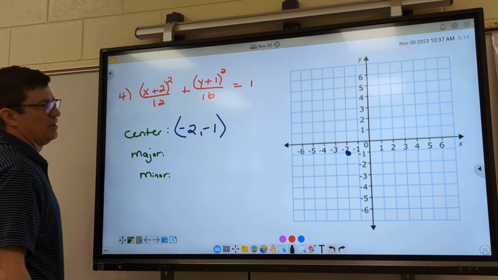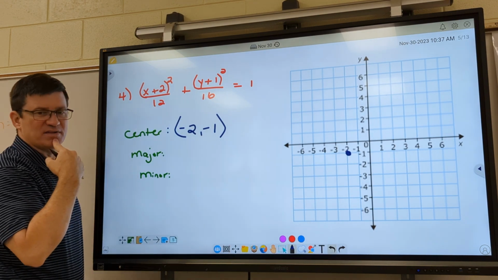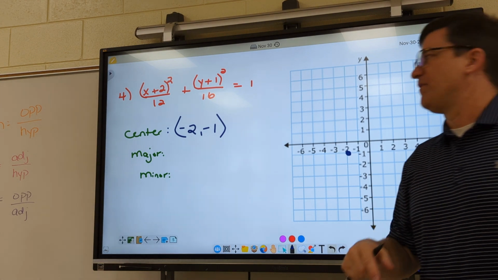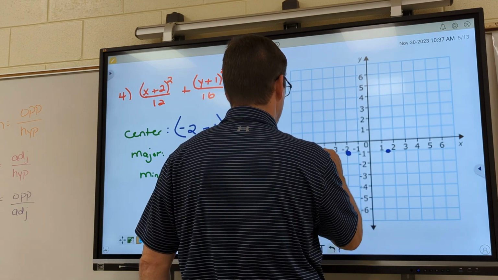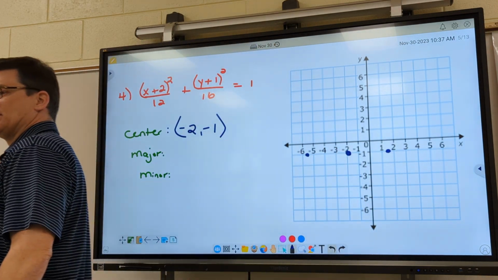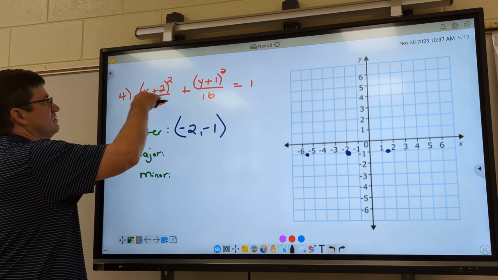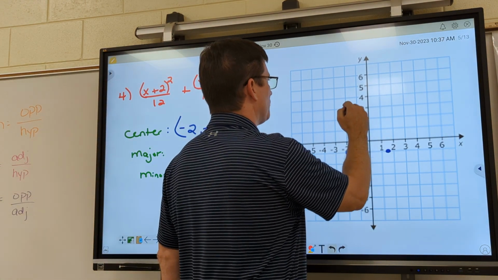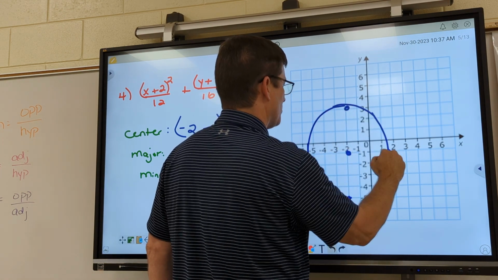All right, so x-axis going this way. I got 12 on the bottom. What's the square root of 12? Let's turn it into a decimal. Let's put it in your calculator. Square root of 12 is 3.5. So in each direction, I'm going to go 1, 2, 3.5. On the y-axis, square root of 16 is 4. In each direction I go 4. 1, 2, 3, 4. This one almost looks like a circle.